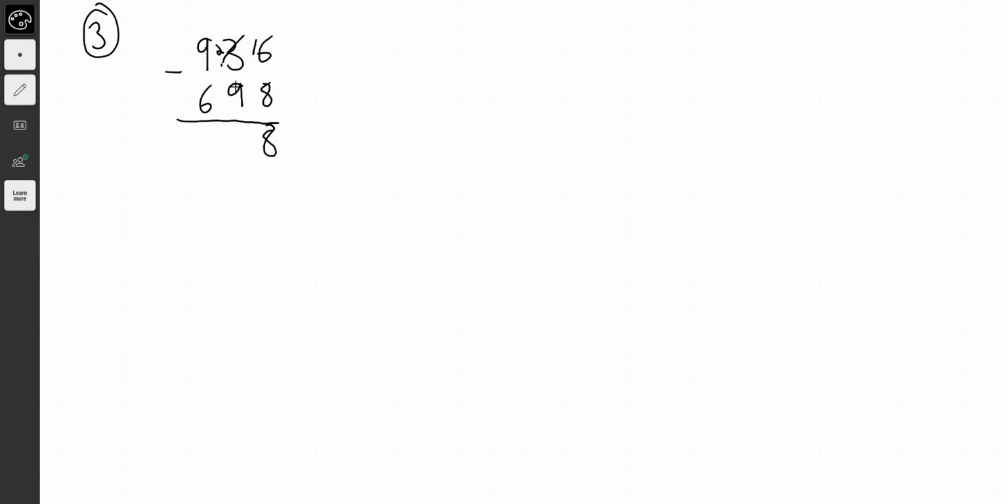2 take away 9, well again we can't do that, so we've got to borrow a 10 from the 9, turn it into an 8 and turn the 2 into a 12. So 12 take away 9 gives us 3, and then 8 take away 6 gives us 2, so our final answer is 238.